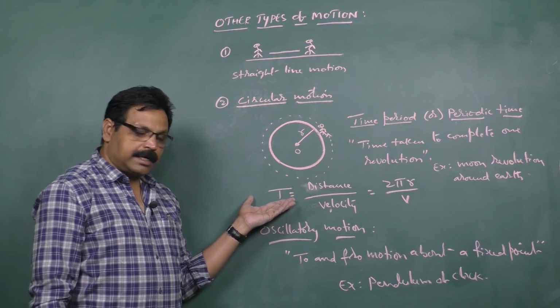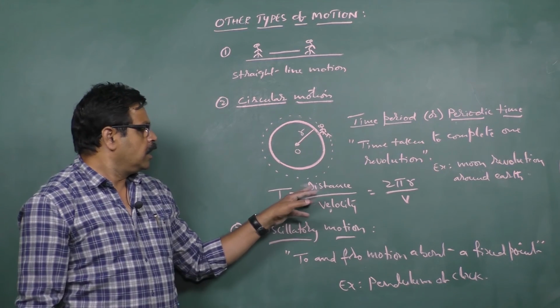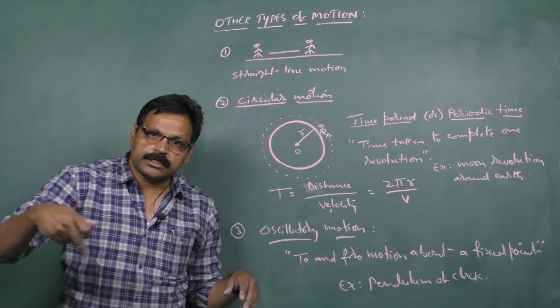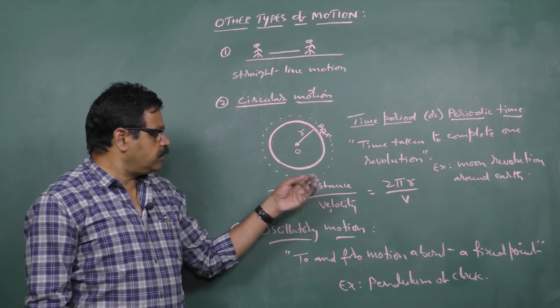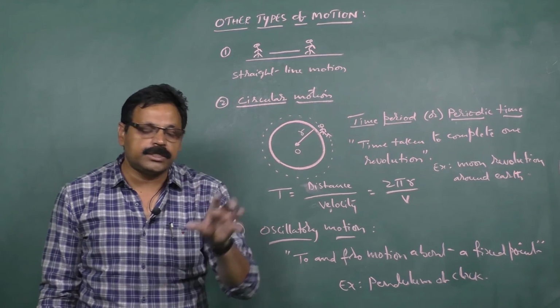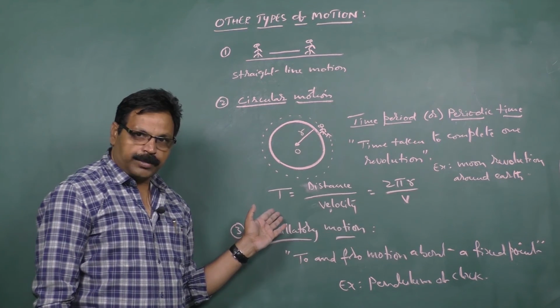In order to calculate the time taken to complete one revolution, we take how much distance it covers along the perimeter, that means along the circular path, and divide it by the velocity with which it is moving. Therefore, 2 pi r by the velocity gives the time period.